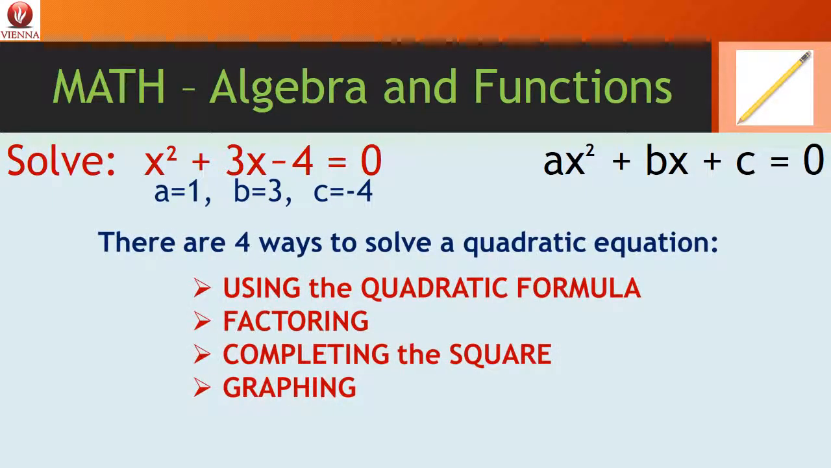Now, there are 4 ways to solve a quadratic equation. You can use the quadratic formula, which is what we're doing here on this tutorial today. You can factor it, which is probably the fastest way of doing it, but you can't always factor it, and that can be a problem. So you can always use the quadratic formula, but you cannot always factor. It kind of depends on the numbers. You can do something called completing the square, or you can solve by graphing. So again, what we're focused on here today is the use of the quadratic formula.